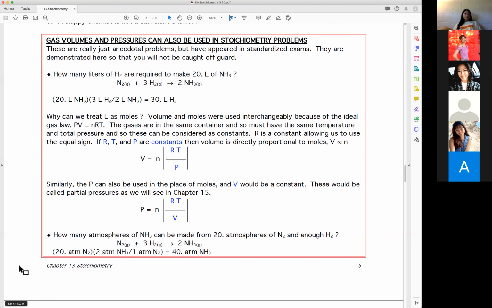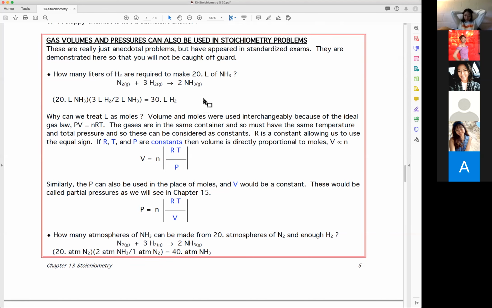Now this is in a red box. I'm not going to put this on the exam, but it's kind of like a warning for you, okay? So gas volumes and pressures can also be used in stoichiometry problems. So look at this problem. How many liters of hydrogen are required to make 20 liters of ammonia? Now, if you're not even paying attention, you might go, oh, 20 liters of ammonia, I got to get rid of ammonia, keep hydrogen, and then there's my answer right there.